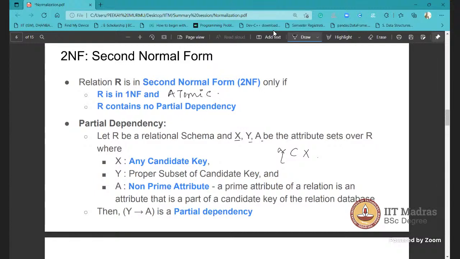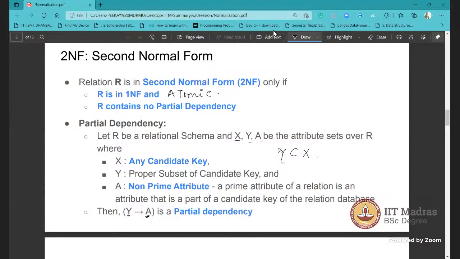So what is a non-prime attribute? As we discussed, it is an attribute that is not a part of the candidate key. So for the last table you described, S name is the non-prime attribute. Yeah. Thank you for that.